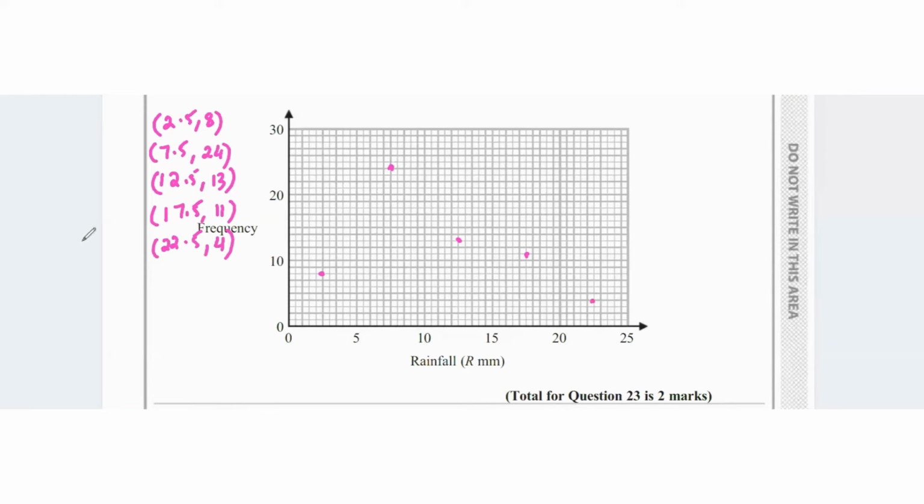So now to draw the frequency polygon, we will connect these points with a straight line. Since the minimum value is 0, we start from 0 and we connect them like this. And that is your frequency polygon.